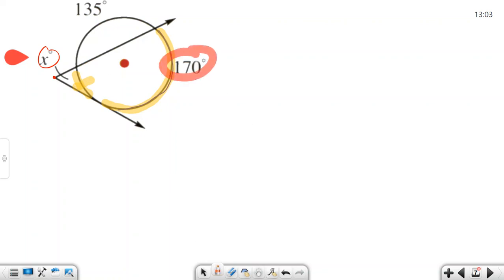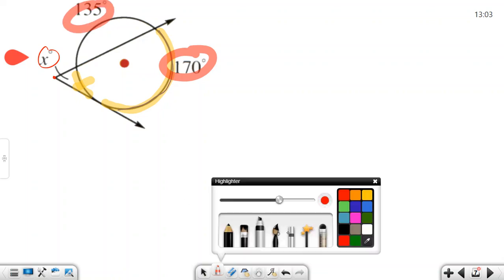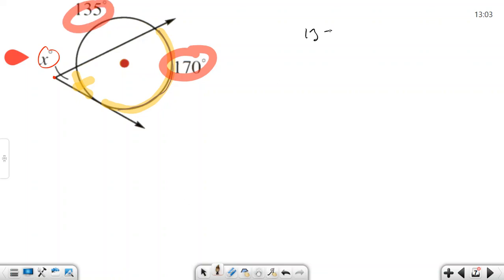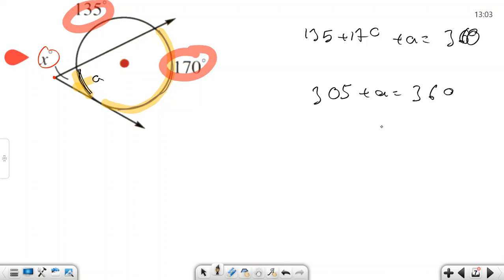Let's check what is given. 107 is given here. 135 is given there. So altogether 135 plus 170 plus, we don't know that one, let's say A, plus A is equal to 360. So that's a rounded circle, which is 360 degrees. I'm sorry about my handwriting. 135 plus 170 is 305. 305 plus A equals 360, A equals 55. I found the value of A.